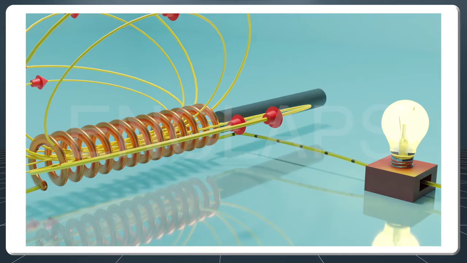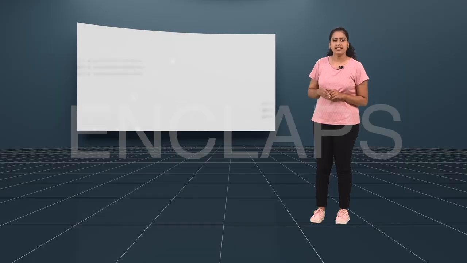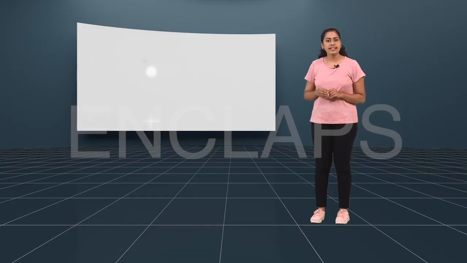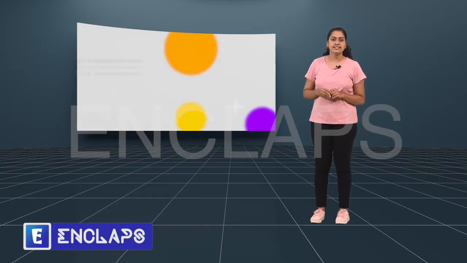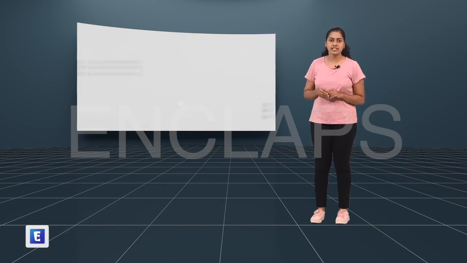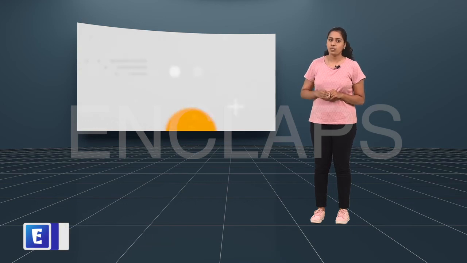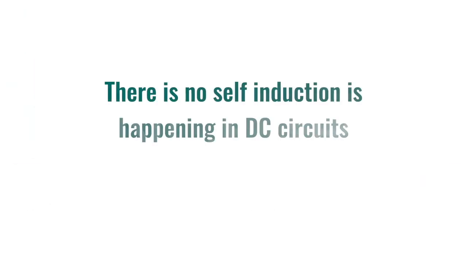If we insert a soft iron rod into the solenoid also, there will not be any reduction in the intensity of the light. So, what do we understand from these experiments? Self-induction is happening only in AC circuits. Since the magnitude and direction of DC won't change with time, the magnetic flux related to it will remain constant. That's why we cannot observe self-induction in DC circuits.